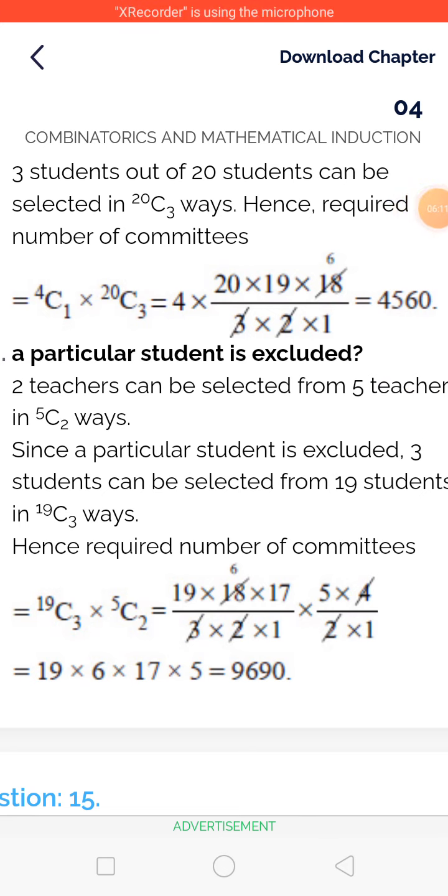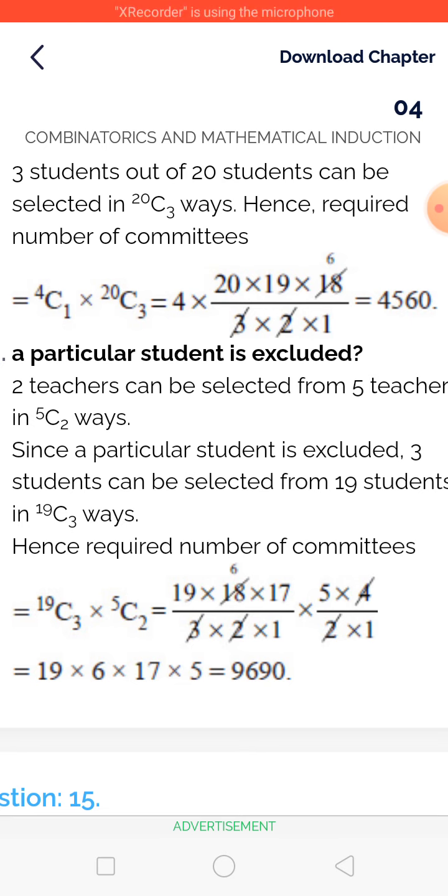So teachers can be selected in how many ways? There are 5 teachers. So the first condition is over, forget the first condition. This is the second condition. So 5 teachers are there. We need to select 2 teachers. How many ways? Yeah, 5C2 ways. So 5 teachers are there, 2 teachers need to be selected. So 5C2 ways. And then there are 20 students.